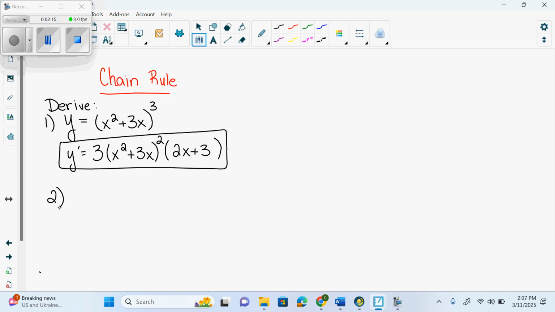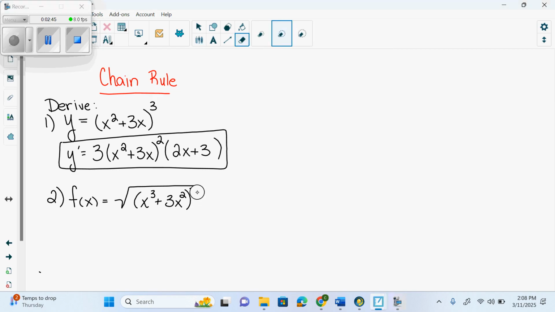Number 2. Ready? Okay. Quiet, please. F of x, guys. Stop. F of x equals the square root of x cubed plus 3x squared to the 2. Easy. It's supposed to be the 5. Oh, you can't change it after we started.